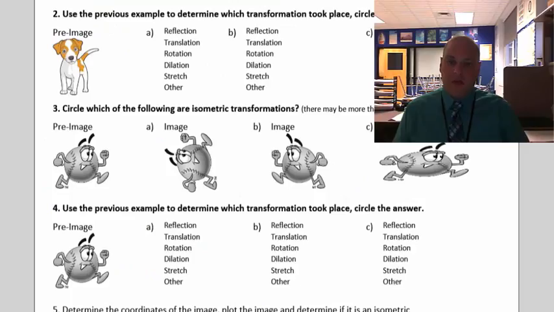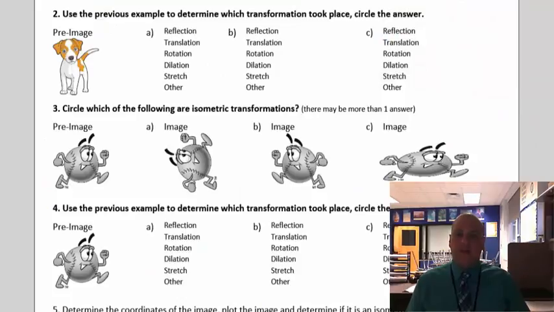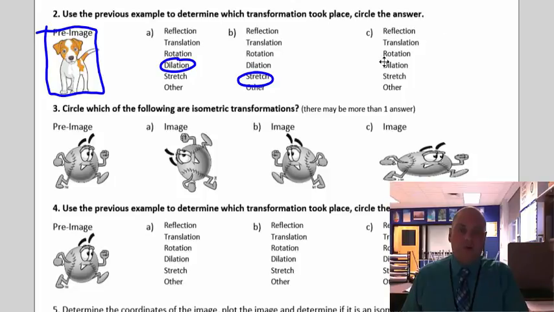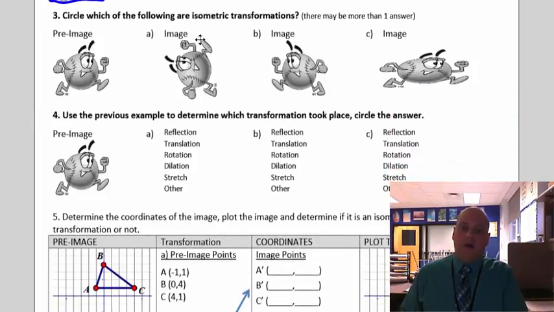Hope we're understanding this a little better. How about this guy? Here's doggy pre-image. Use this previous example to determine which transformation took place. Oh, we already did it. Okay, so the first one was a dilation, the second one was a stretch, and the third one was a rotation.